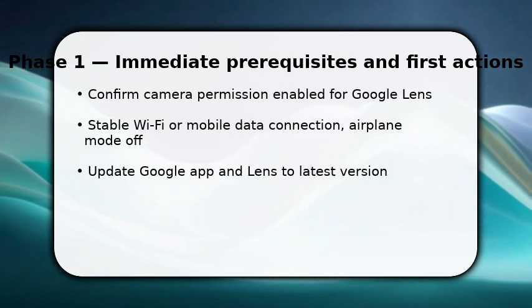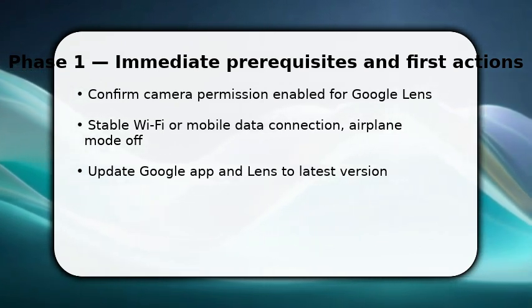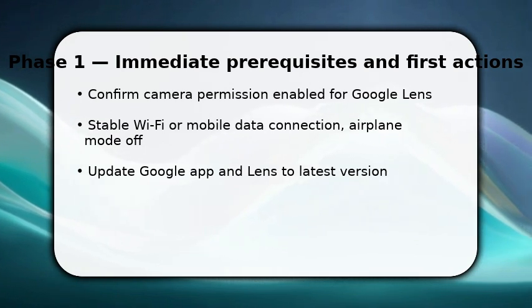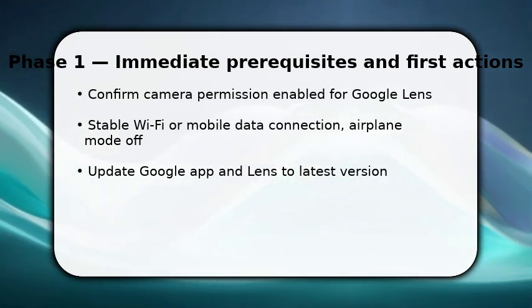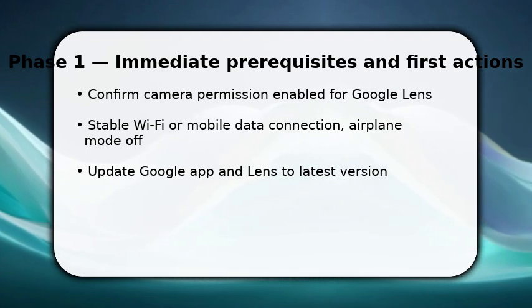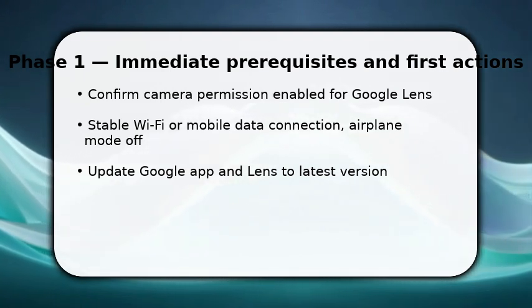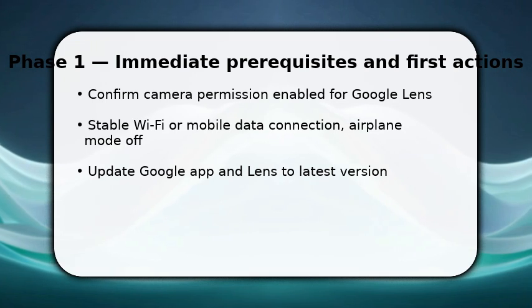Now, open the Play Store or App Store and check for updates to Google and Google Lens. Updating fixes many compatibility problems. Make sure your phone system updates are installed, because newer APIs often resolve camera integration issues.